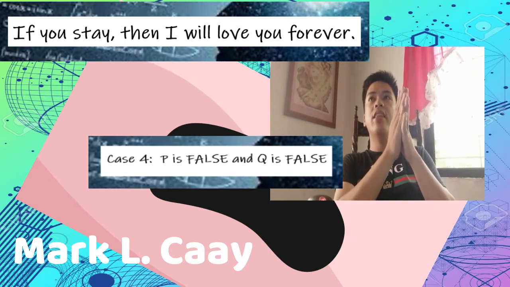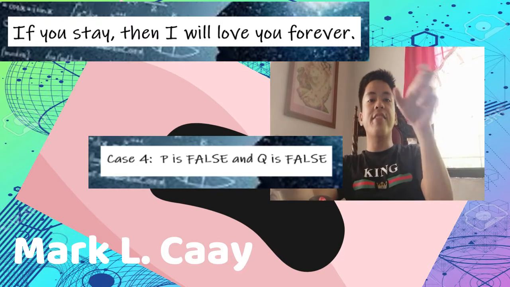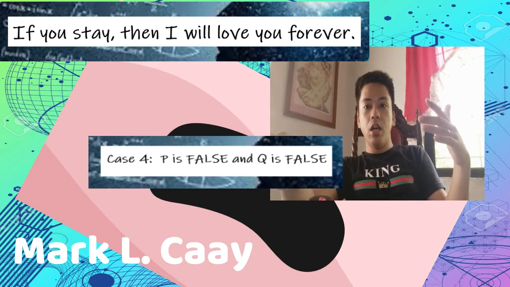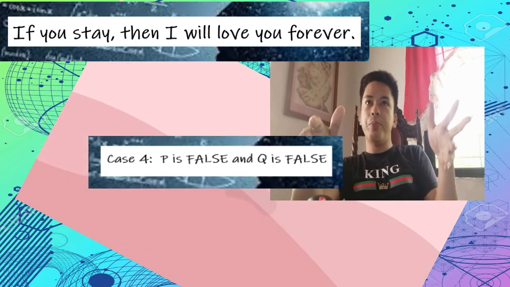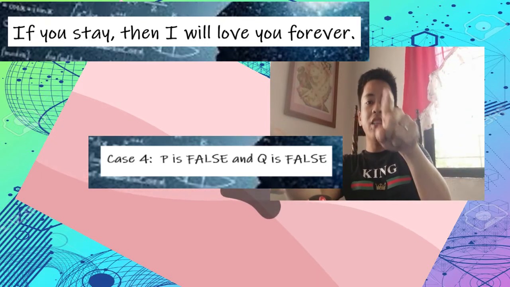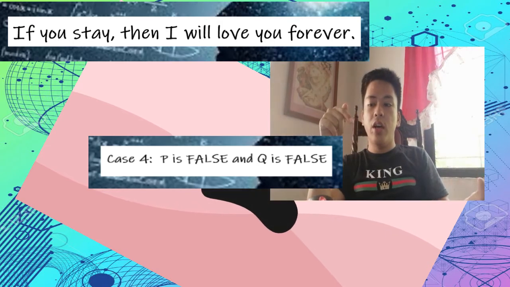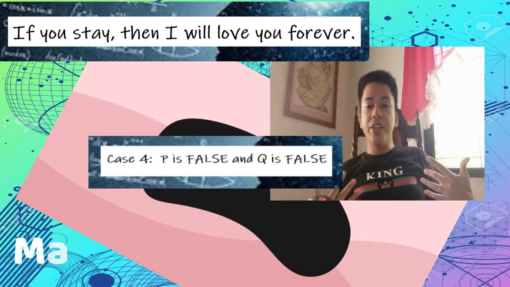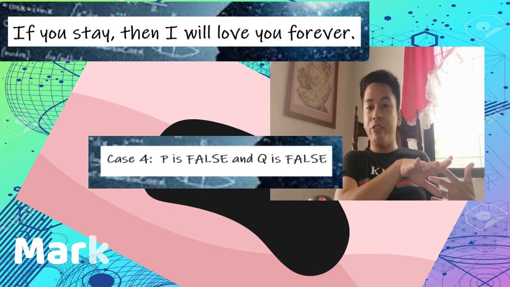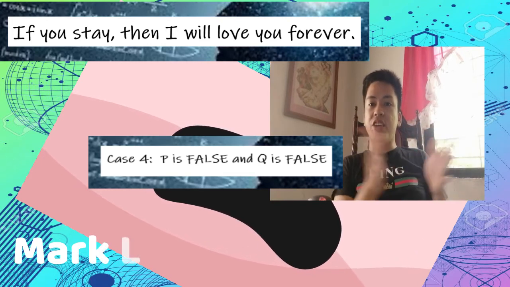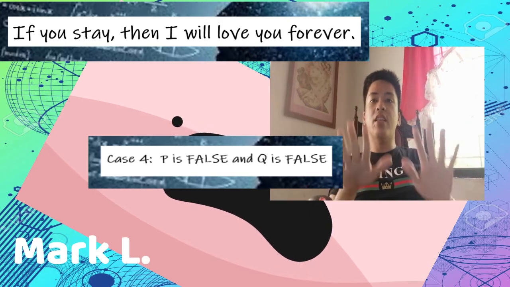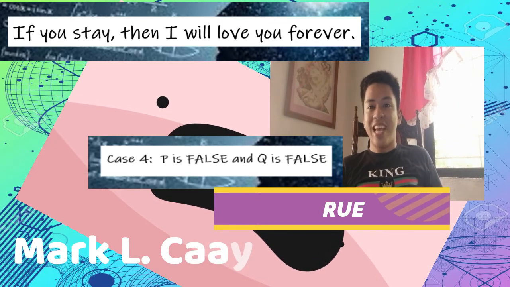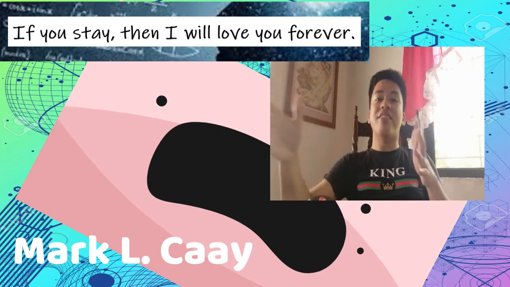Now, let's go to case 4. If P is false and Q is false, you're not staying, and I'm not going to love you forever. There is no promise being broken, because you're not fulfilling your condition in the first place. I did not love you forever because you're not staying, so I did not break the promise. The promise only applies when the condition is fulfilled. In fact, P is false means there's no condition. So the entire statement is true. If P is false and Q is false, the entire statement is true. That's how the logic of the if-then statement works.